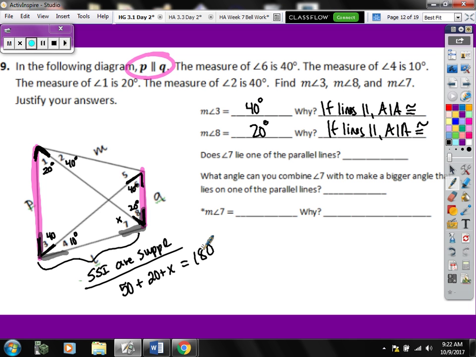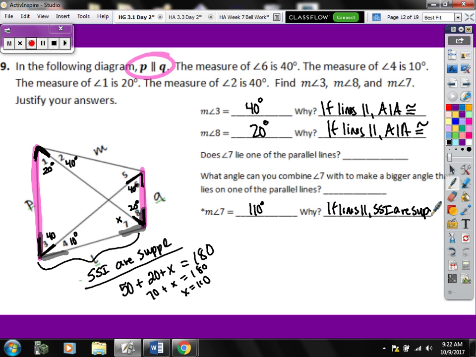So if you want to use same side interior, you just have to combine the two small angles to make that big angle. And then we would just basically solve for x. So we could get 110. And this would be if lines parallel, same side interior are supplementary.